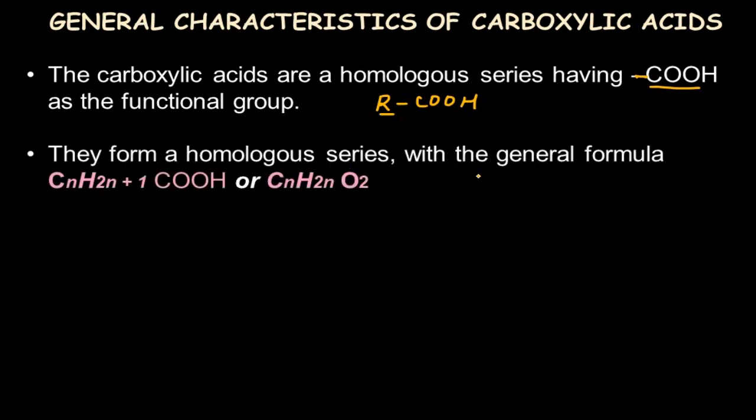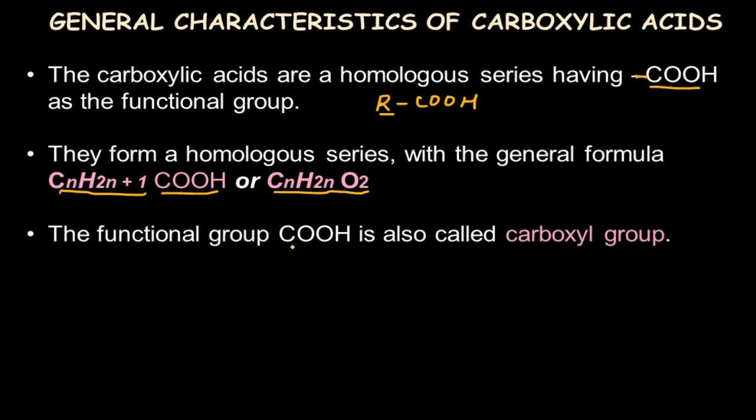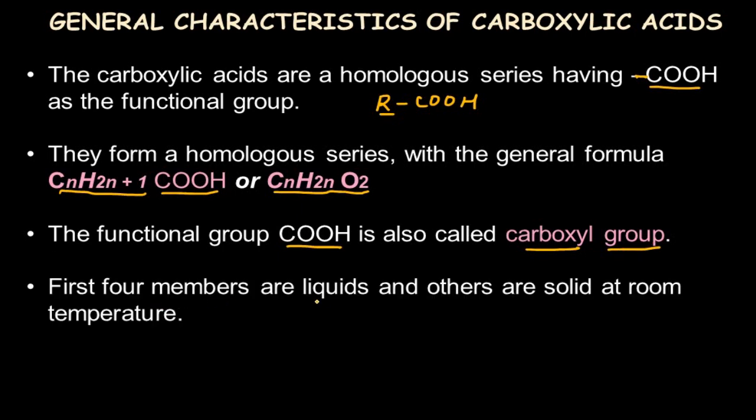So they form a homologous series with a general formula CnH2n+1 COOH, or you can also say CnH2nO2. Now how that is, we will discuss when we see the structural and molecular formula of some of the carboxylic acids. The functional group which is present, COOH, is also called the carboxyl group. The first four members of the carboxylic acids are liquids and the remaining members are solids at room temperature.